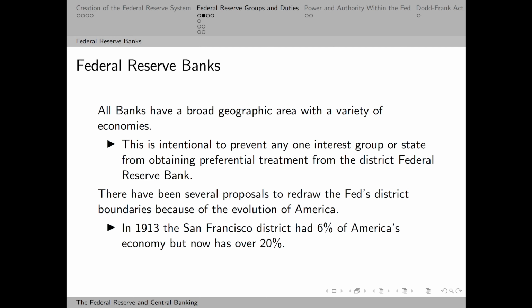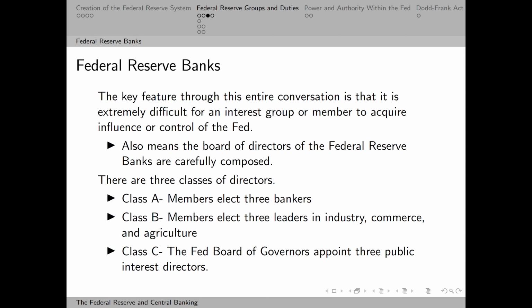Now, as I mentioned, where the districts are drawn has never been redrawn, but there is a growing cry for them to be redrawn to try and preserve this preferential treatment idea. For example, in 1913, the San Francisco district had about 6% of America's economy, so give or take roughly 1/12. But now it has over 20%. It has nearly a quarter of America's population. So there is some differentiation between the districts that was obviously not intended in 1913.